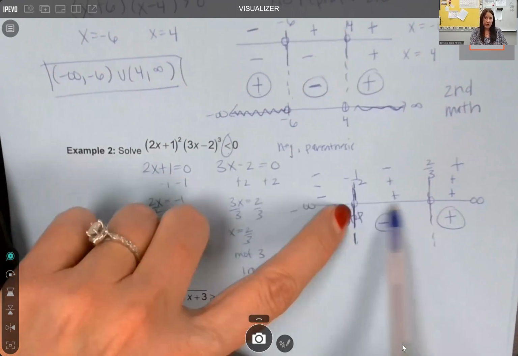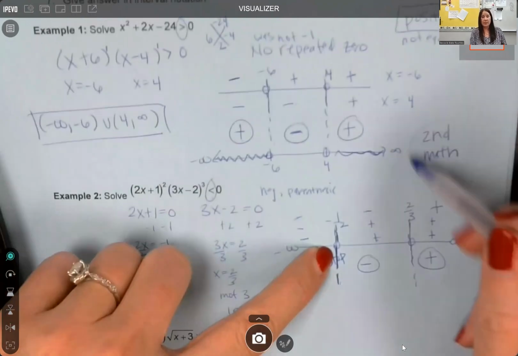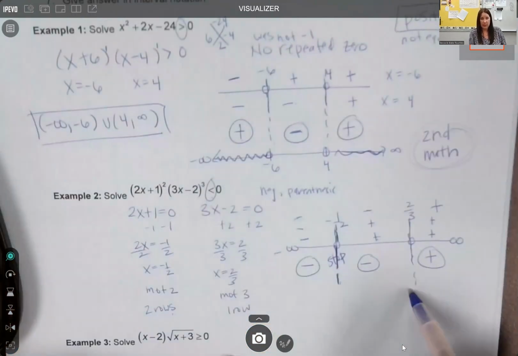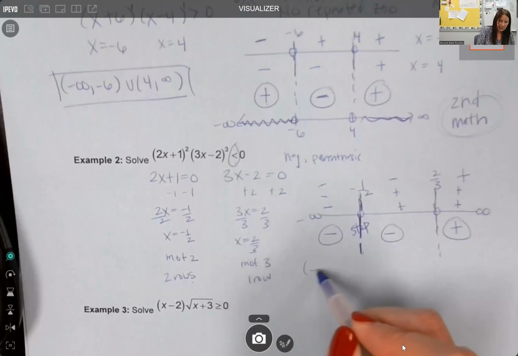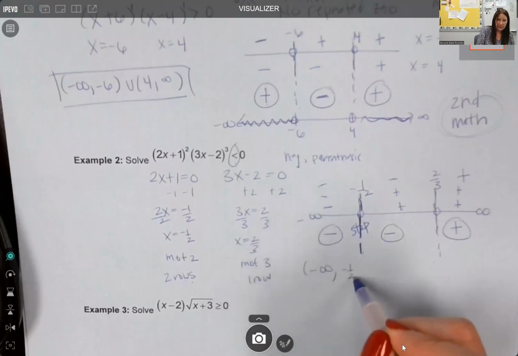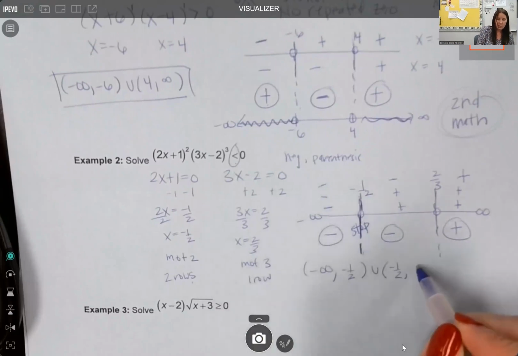When you do my little trick in the calculator, this second math thing, it's just going to draw the line. So we're going to know if you just use your calculator because you just went straight through it. Okay. So less than is going to be negative infinity to negative 1/2 parenthesis, negative 1/2 to 2/3, also parentheses.